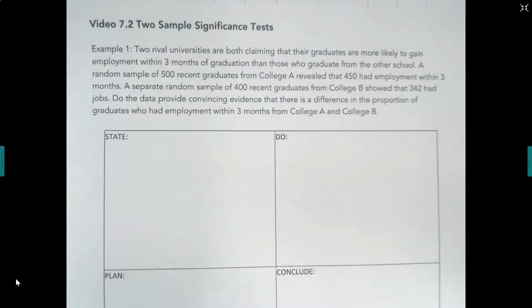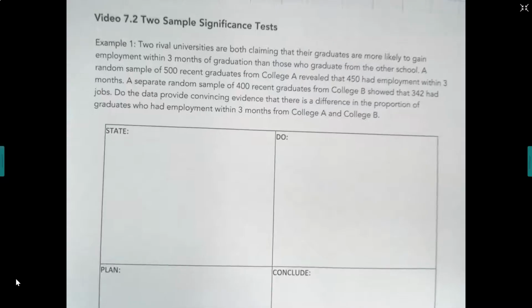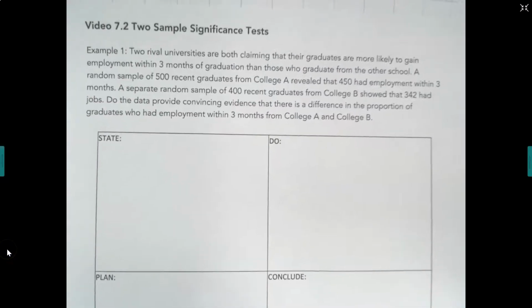To video 7.2, two sample significance tests. So for the scenario for today, there are two rival universities and they're both claiming that their graduates are more likely to gain employment within 3 months of graduation than those who graduate from the other school. A random sample of 500 recent graduates from College A revealed that 450 had employment within 3 months, and a separate random sample of 400 recent graduates from College B showed that 342 had a job within 3 months. Do the data provide convincing evidence that there is a difference in proportion of graduates who had employment within 3 months from College A and College B?